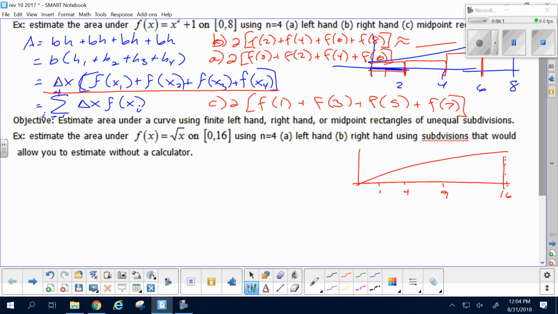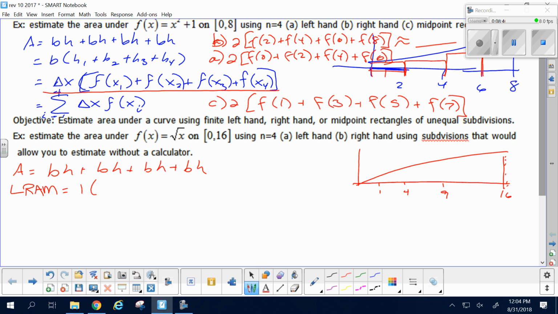Now, if I'm using unequal subdivisions, then this step here, the factoring out the common base, is it there? No. It is not there. And so we have to either go to or keep a separate calculation, something like that. Let's go with left hand rectangles. The first rectangle, what's the base? 1, and what's the height?